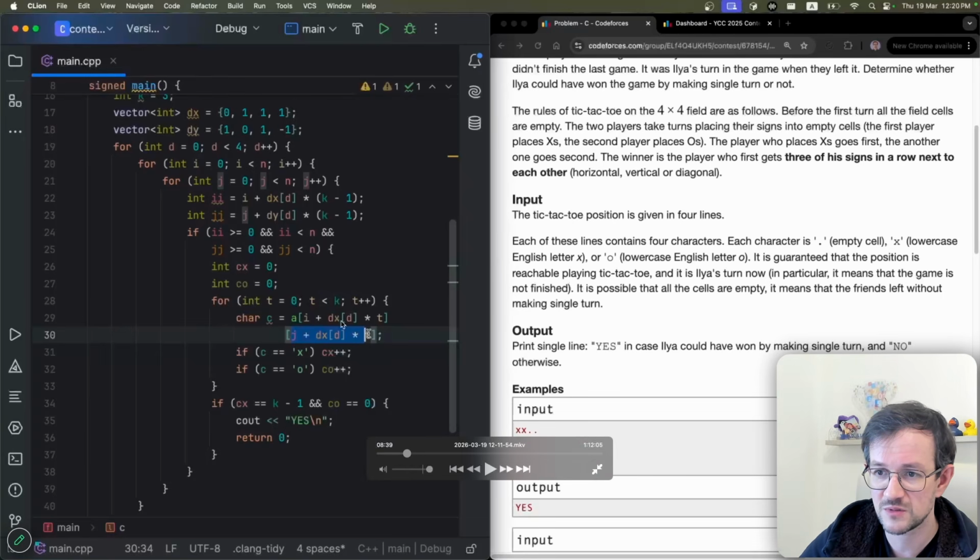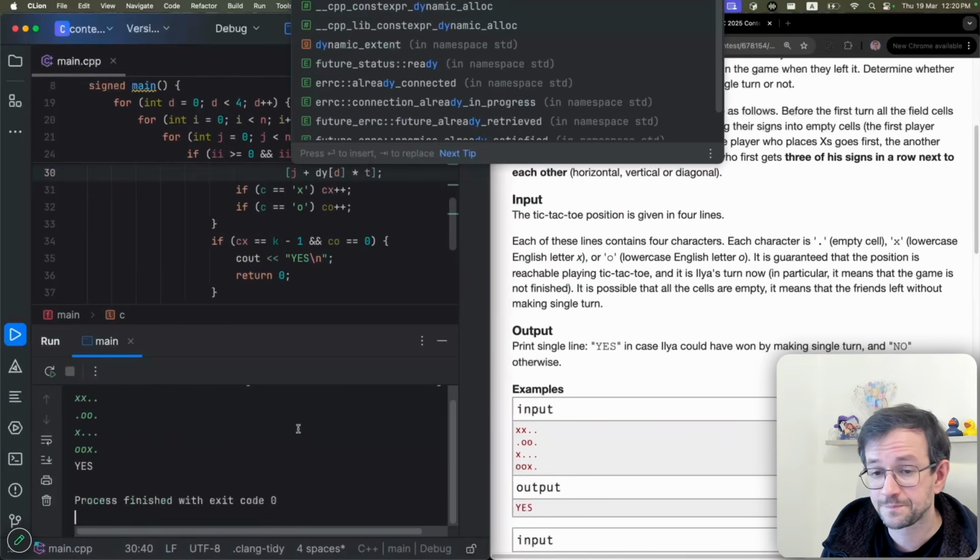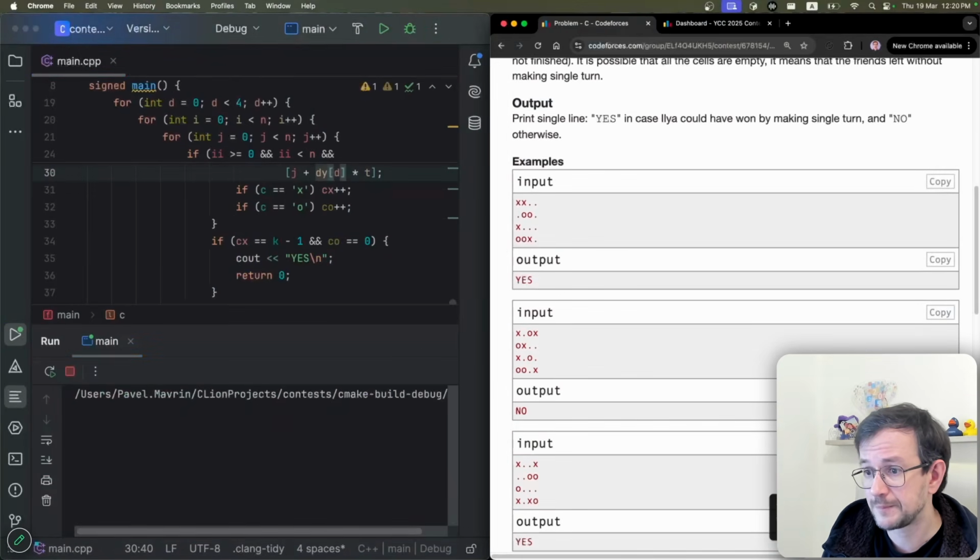So here you see, after some time of doing this, you just see it. It's just non-symmetric here. It should be dx dy, dx dy. So it would be ij, dx dy. It should also be dx dy. Yep, so that's it. That was the whole mistake.